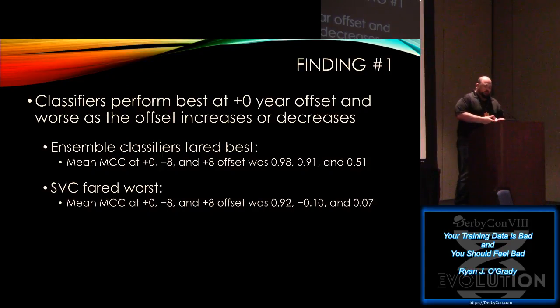So now getting to the actual meat of what I found. The first finding is that classifiers perform best at a +0 year offset. This means that if you train with data from 2017 and test against data from 2017, that has the peak performance. As you start moving away from a zero offset, either positive or negative, performance decreases.